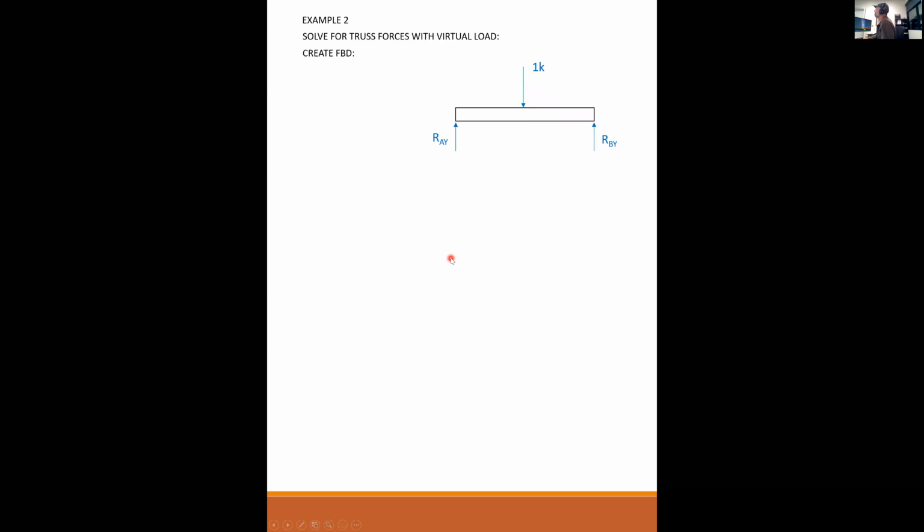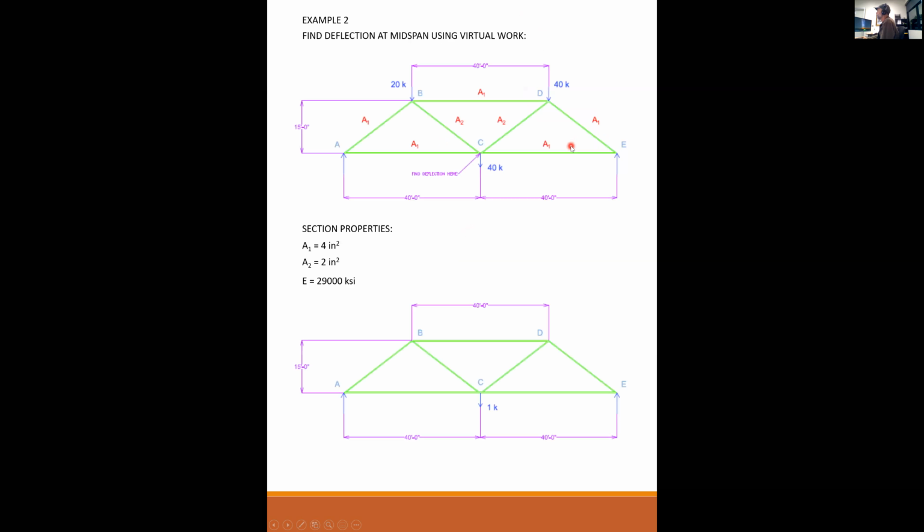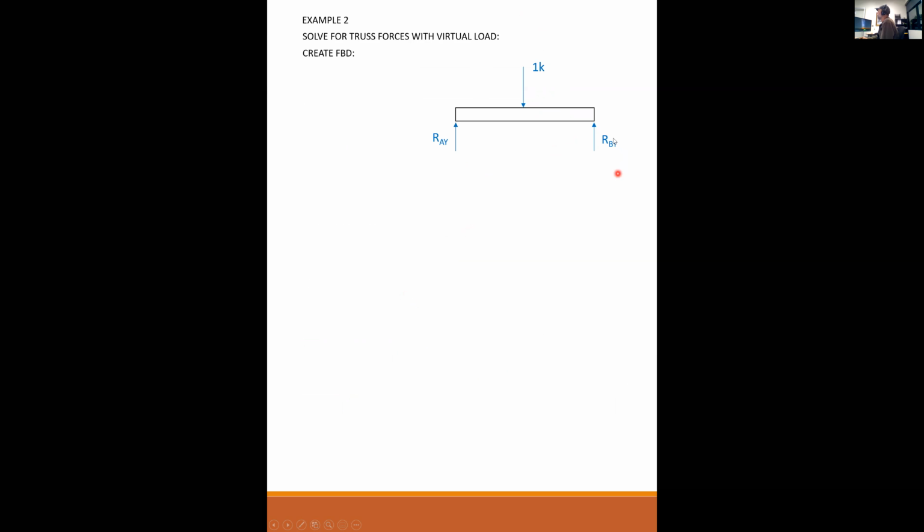So now what we need to do is solve our truss for a virtual load of 1 kip. So I'm going to solve for my reactions. I know this looks like a beam, but here's my reaction at A and my reaction at E. Well, I mislabeled that as B, but this is A and this is E. And solving for my reactions, I get a half a kip up at A, half a kip up at E, because the 1 kip was symmetrically loaded in the center.